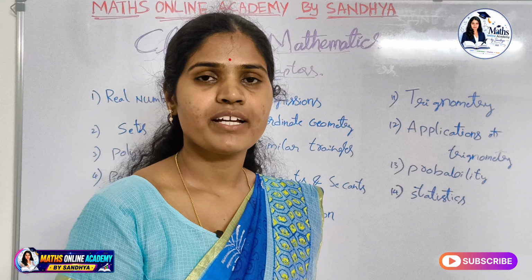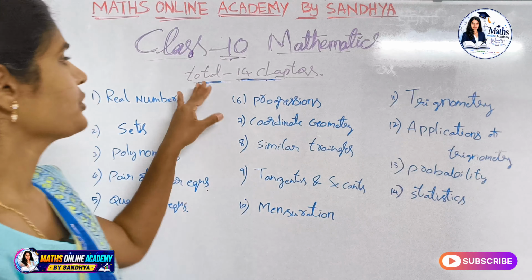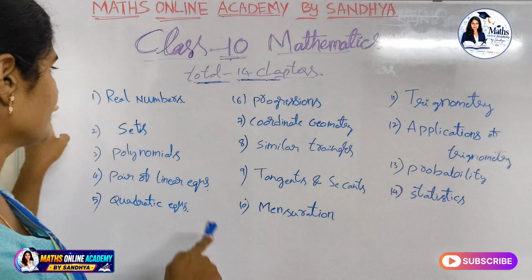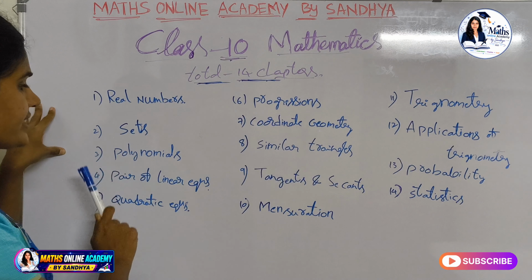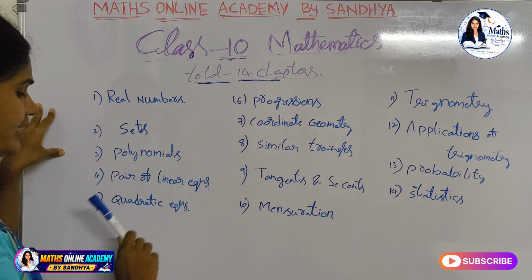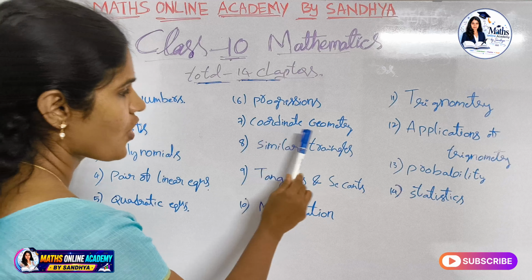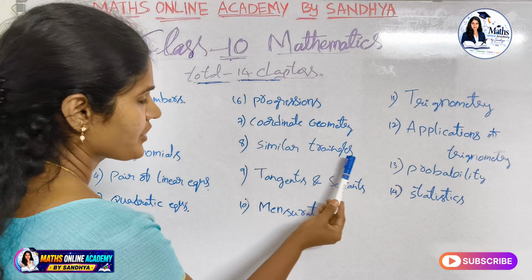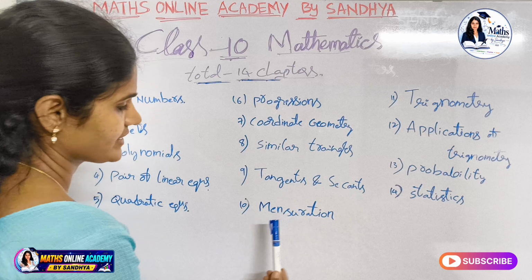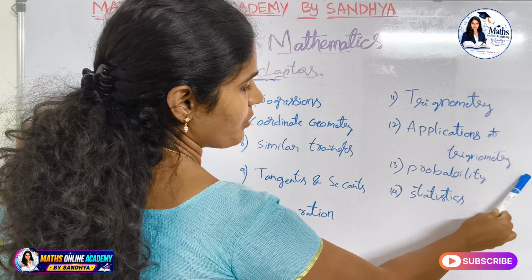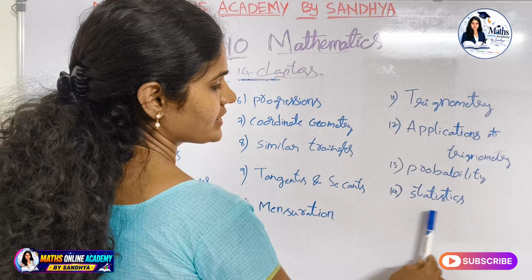In class 10th mathematics syllabus, there are total 14 chapters. Those names are real numbers, sets, polynomials, pair of linear equations, quadratic equations, progressions, coordinate geometry, similar triangles, tangents and secants, mensuration, trigonometry, applications of trigonometry, probability, statistics.